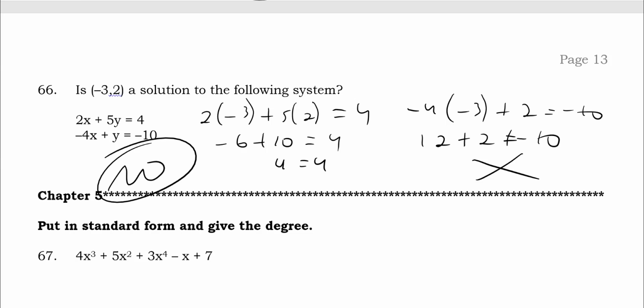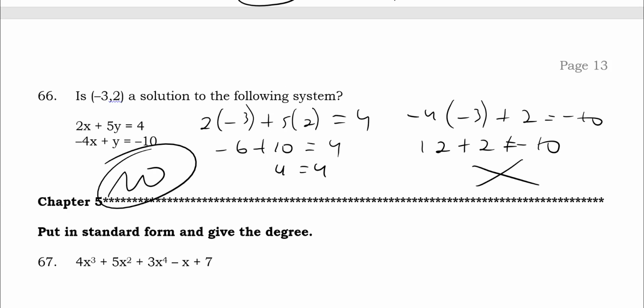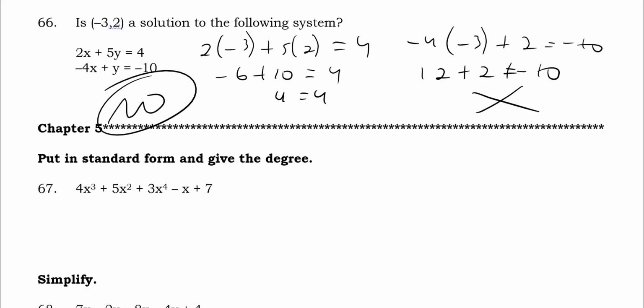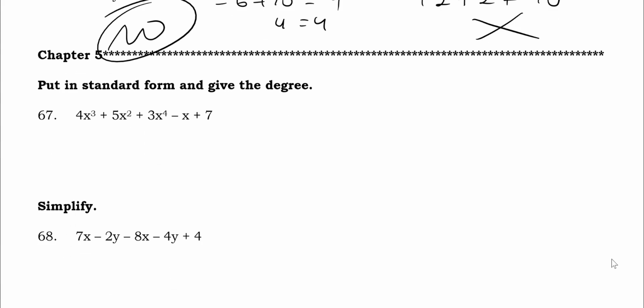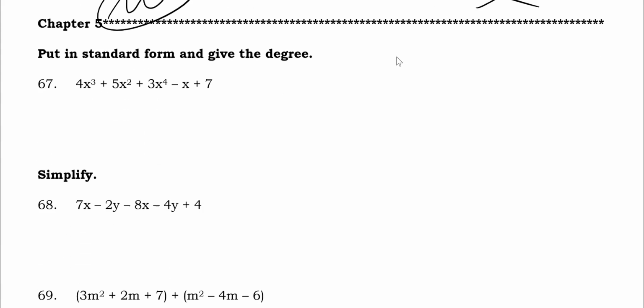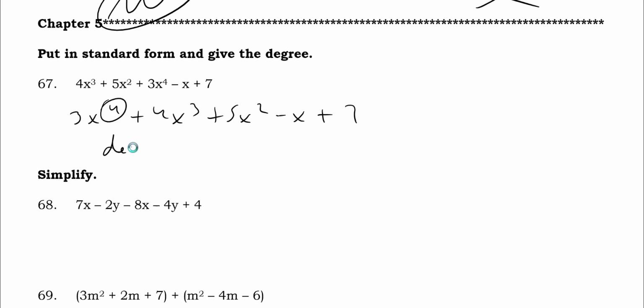All right, so let's keep going here. The next one is, again, more recent stuff. Put in standard form and give the degree. Pretty easy. It's just the biggest exponent to the smallest, so 3x to the 4th plus 4x cubed plus 5x squared minus x plus 7. And the degree is 4. Pretty easy. Simplify, just combine like terms. 7x minus 8x is negative 1x or negative x. Negative 2y minus 4y is negative 6y. And nothing to combine with the 4.